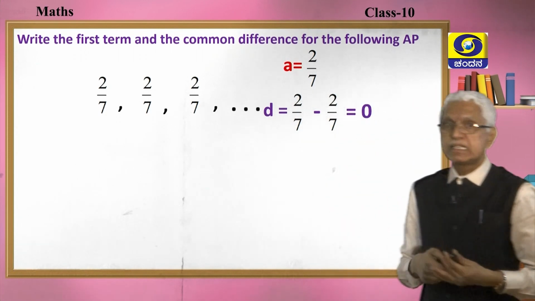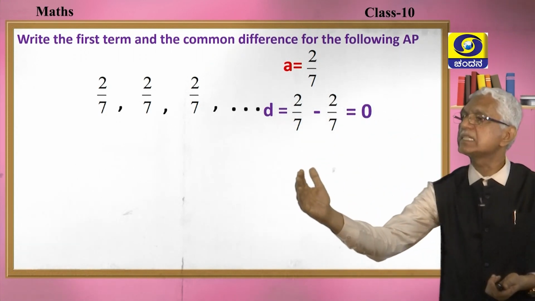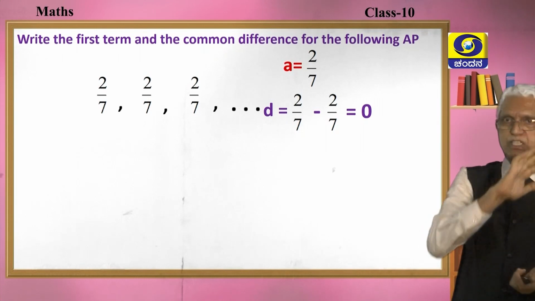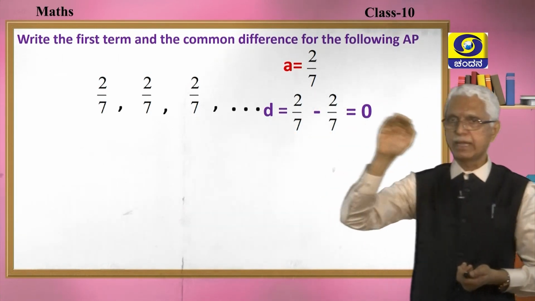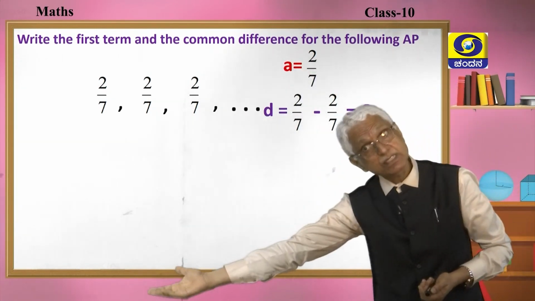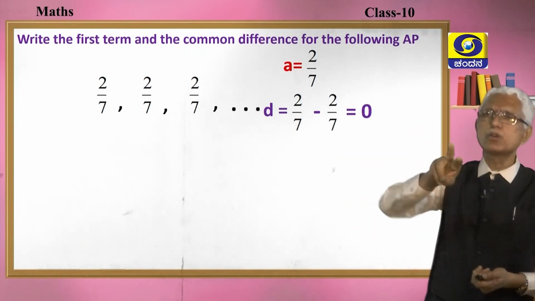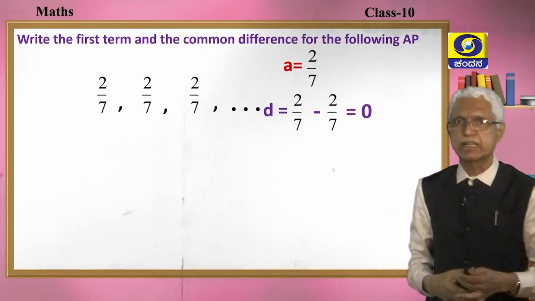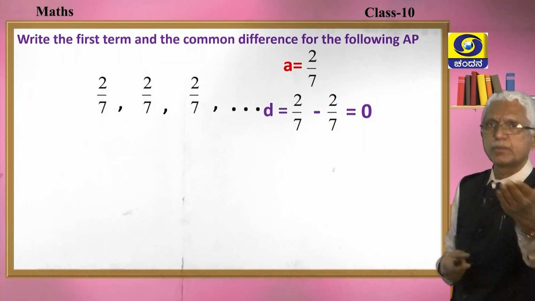D, the common difference, is given by second term minus the first term, or third term minus the second term, or the fifth term minus the fourth term. Any two consecutive terms, you should take the difference. 2 by 7 minus 2 by 7 is 0.